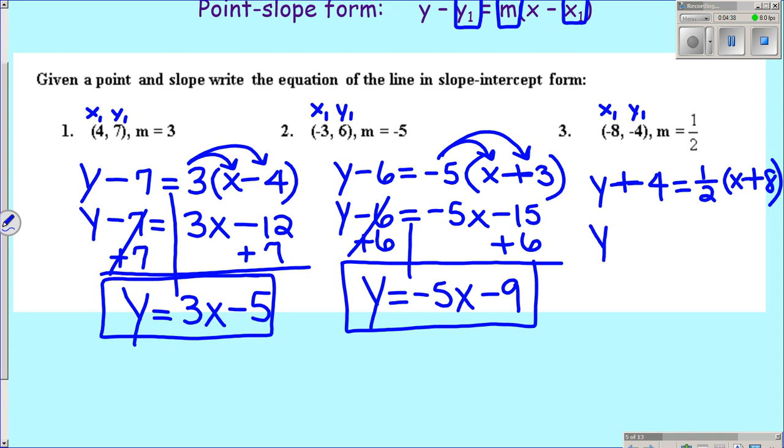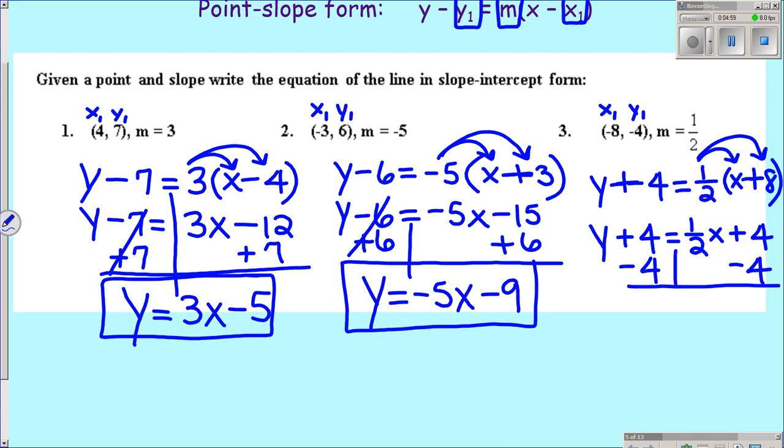Okay, we're going to just rewrite the y plus 4 equals, on the right side, distribute, so 1/2 times x simplifies to 1/2 x, and half of 8 simplifies to plus 4, and now we're going to subtract 4 on each side of the equation. 4 minus 4 is 0, so that means our y-intercept is 0, so we have a slope of 1/2, and you can stop there. So your equation is just y equals 1/2 x. If there's not a number in the place of b, then it's understood the line passes through the origin because the y-intercept is at 0.